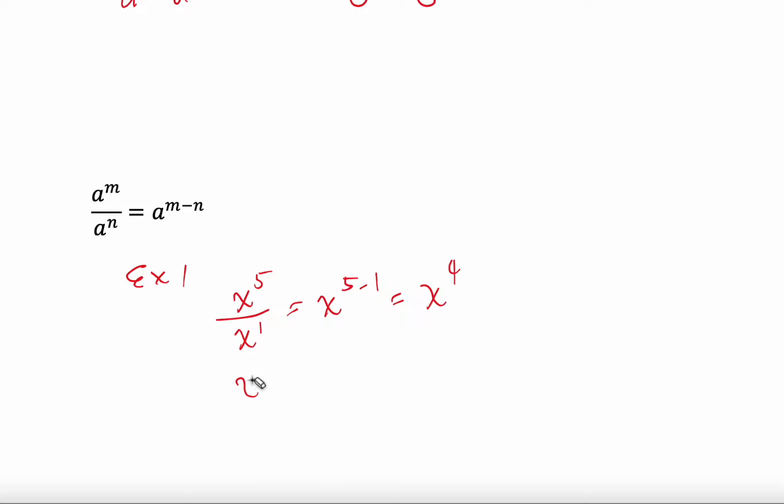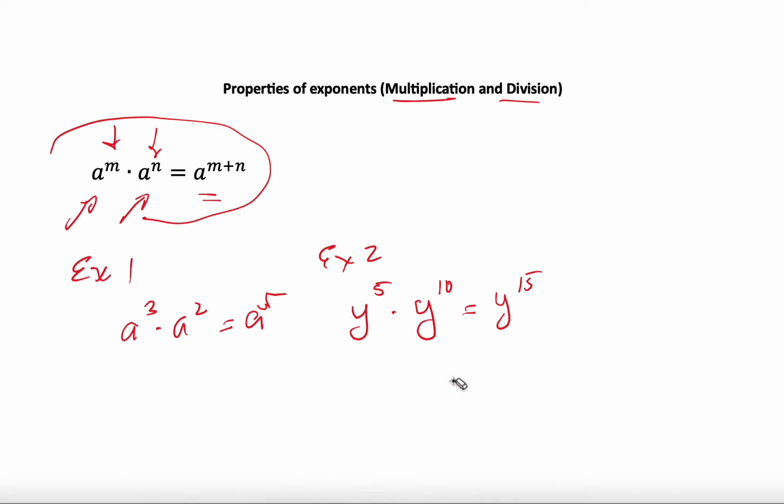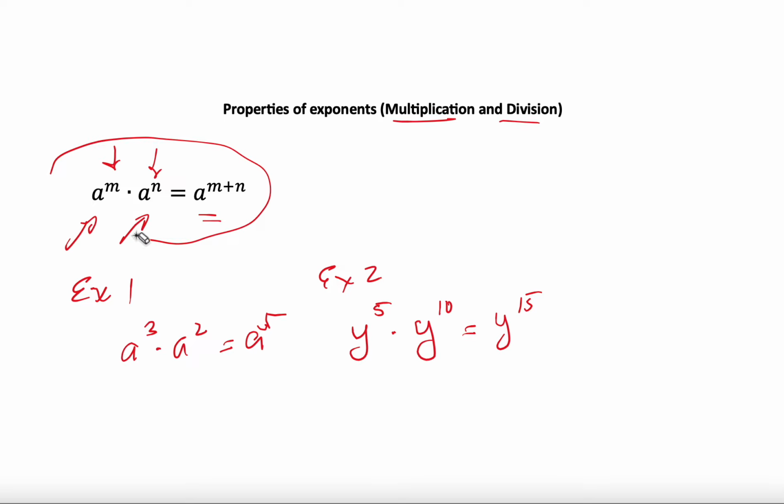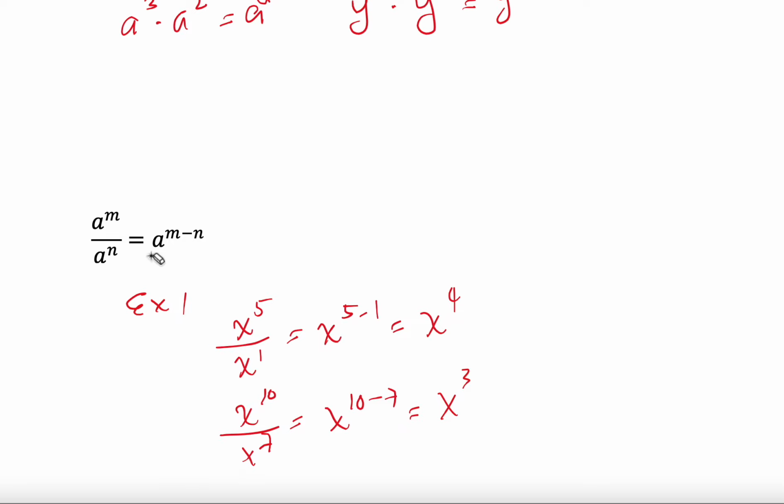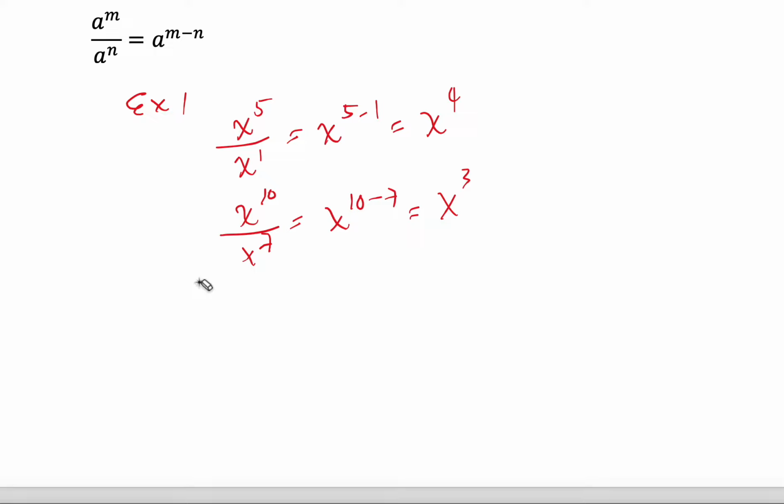Let's say we have now x to the 10th power over x to the 7th power. That is equal to x to the 10th power minus 7, which is equal to x to the third power, okay? So here we have two properties, the multiplication property that says that you should add the exponents, and the division property that says that you should subtract the exponents, okay? So let's take a look at some really interesting examples or problems to solve.